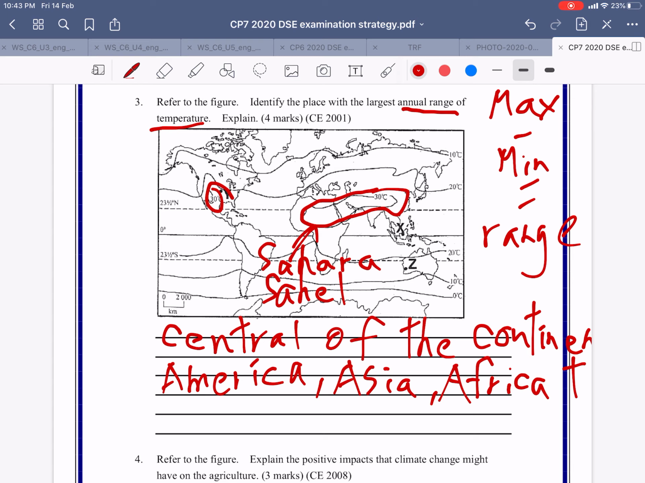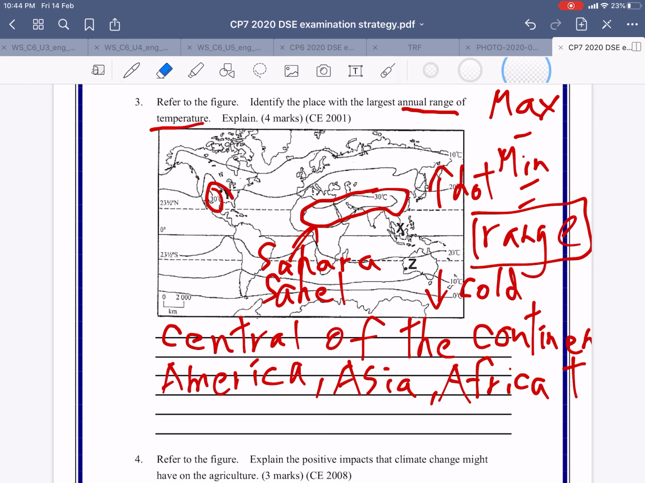So why are we having such an annual range of temperature? When we are dealing with the annual range of temperature, we are not just talking about whether it's hot or cold. It should have a larger hottest temperature, and then the temperature of the coolest point is also lower. So why is it like this?